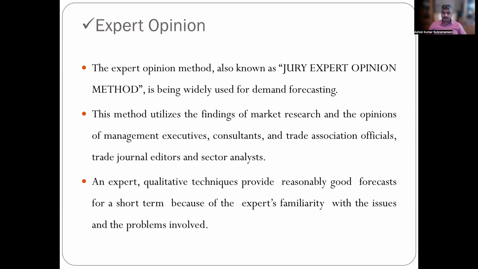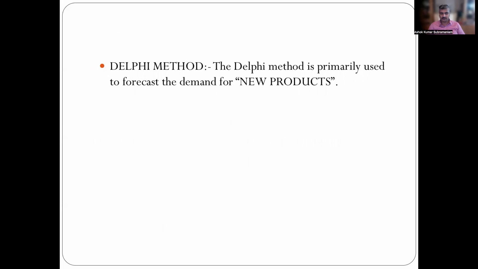Taking up those numbers is purely the organization's decision, whether they want to take the expert's opinion or go into some other techniques. It is purely up to the organization. So expert opinion is simply going to an expert who has very good expertise in demand forecasting, giving all your data, and they will predict your demand for you. That is the expert opinion method, or we also call it the Delphi method.